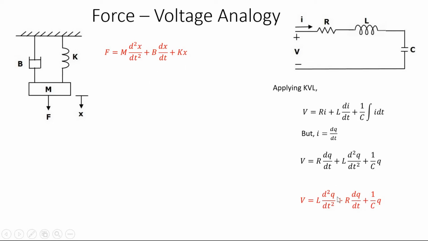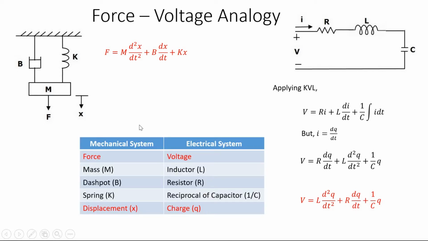So we can compare these two equations. This is the mechanical equation, and this is the electrical equation. Comparing, we can say that force is analogous to voltage, F and V. Force is the input here, V is the input there, and mass M is analogous to inductor L. The dashpot B is analogous to resistor R, and the spring constant K is analogous to 1 by C, the reciprocal of the capacitor. And displacement x is analogous to charge. So this is called the force-voltage analogy of the mechanical system.